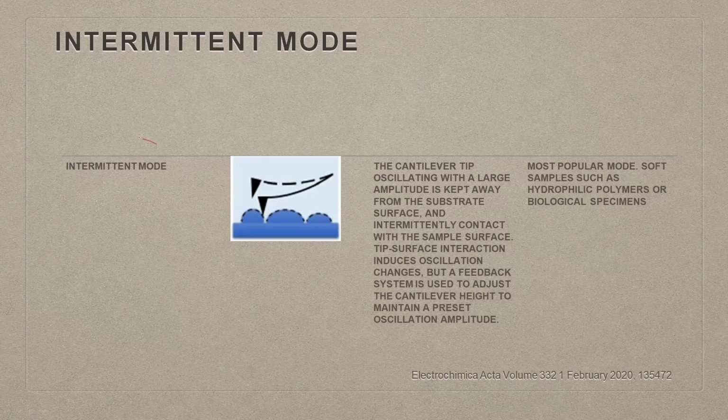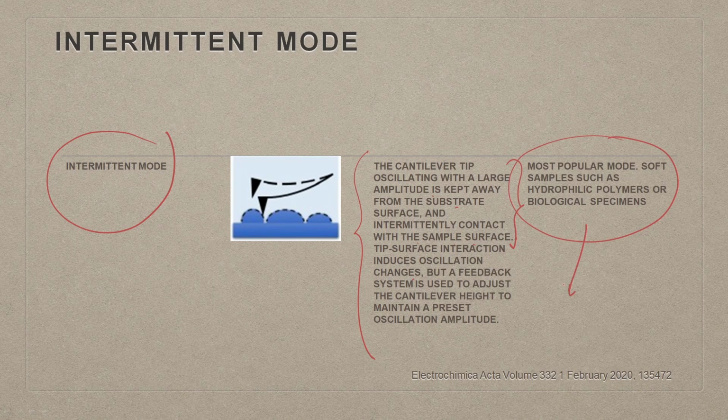Third one is the intermittent mode. This is somewhere in between. The cantilever tip oscillates with a large amplitude and is kept away from the substrate surface and intermittently contacts the sample surface. This is somewhere in between a contact and non-contact mode. The tip surface interaction induces oscillation changes, but a feedback system is used to adjust the cantilever height to maintain a preset oscillation amplitude. Most popular mode is for soft samples such as hydrophilic polymers or biological samples.